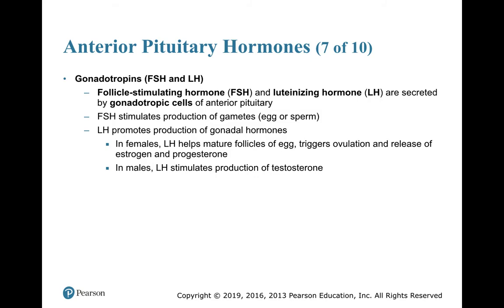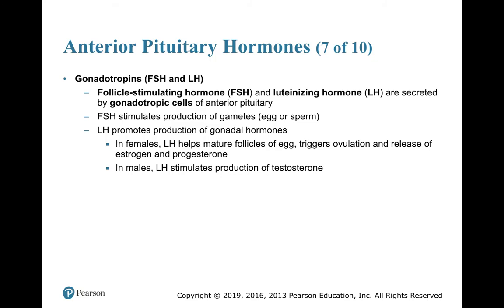The gonadotropins are FSH and LH. FSH is follicle stimulating hormone. LH is luteinizing hormone. They're both secreted by gonadotropic cells in the anterior pituitary gland. FSH stimulates the production of gametes, whether it's egg or sperm. It got its name from its role in the development of the egg, because part of the development of an egg involves a structure called a follicle. But it does the same thing in egg and sperm, male or female.